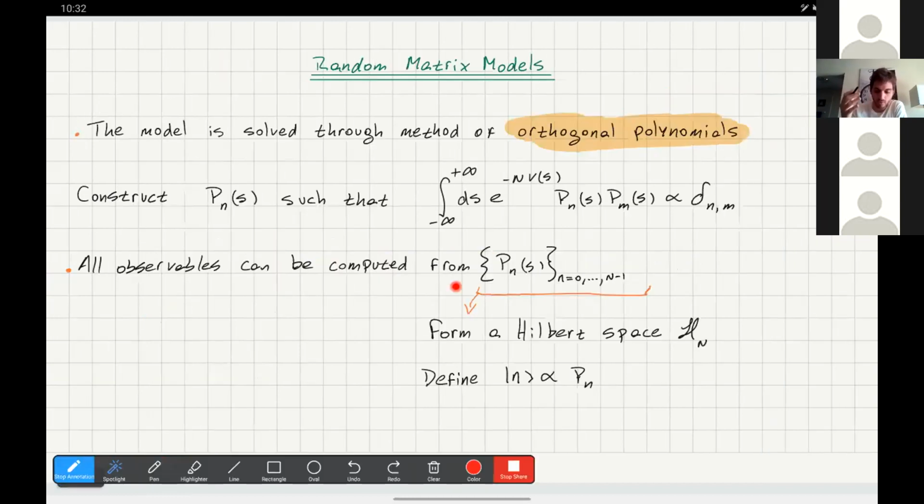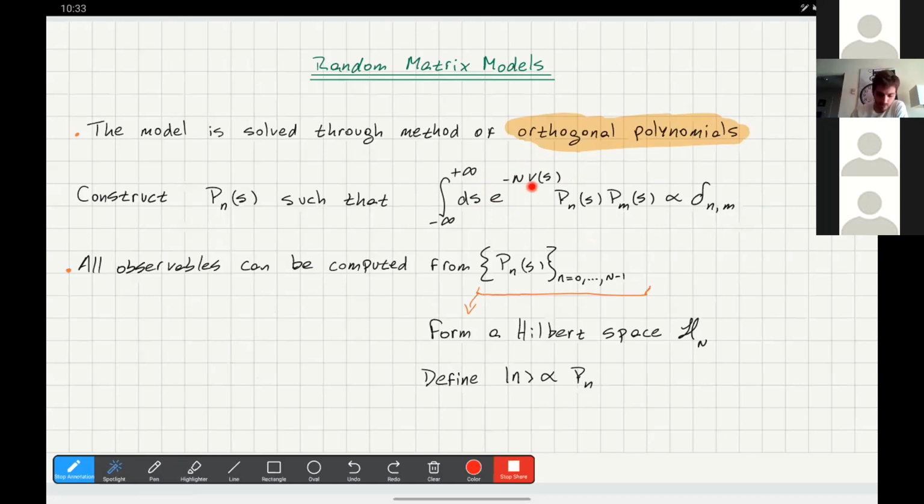Good. And so one very powerful method of solving this theory that is actually completely solvable is called the method of orthogonal polynomials. The main objects in this formalism are some polynomials that I noted here, Pn of S. The idea is that these are orthogonal polynomials with respect to the measure that you get from the matrix model. Notice that here we have ds.